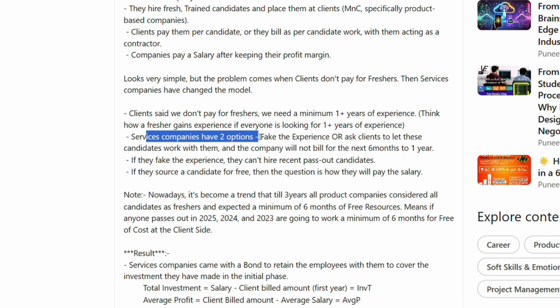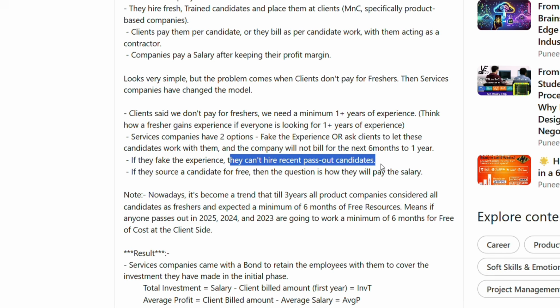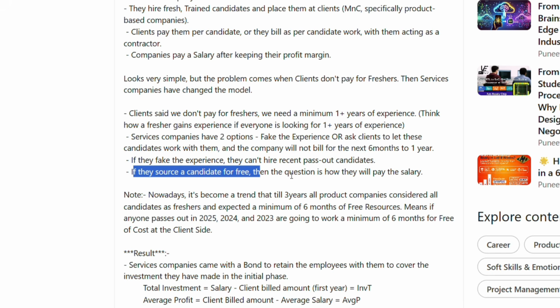Service companies have two options. Either fake the experience, or ask the client to let these candidates work with them while the company does not bill for the next 6 months to 1 year. The problem is, if they fake the experience, they can't hire recent pass-out candidates. If they source a candidate for free, then the question is how they will pay the salary.